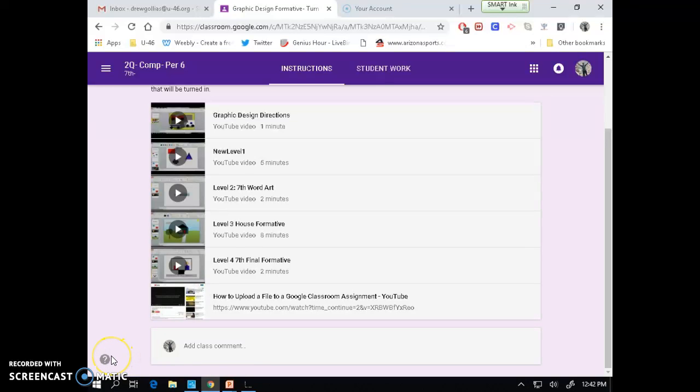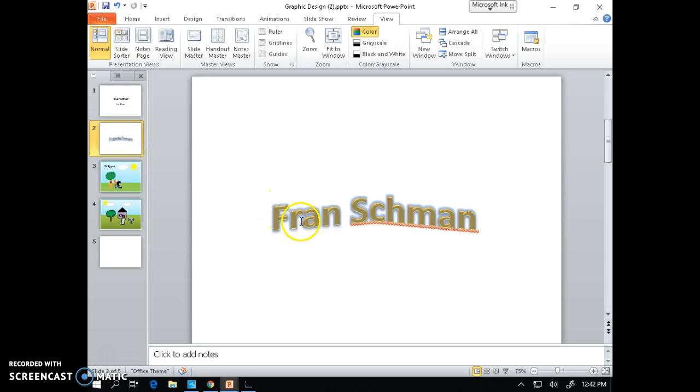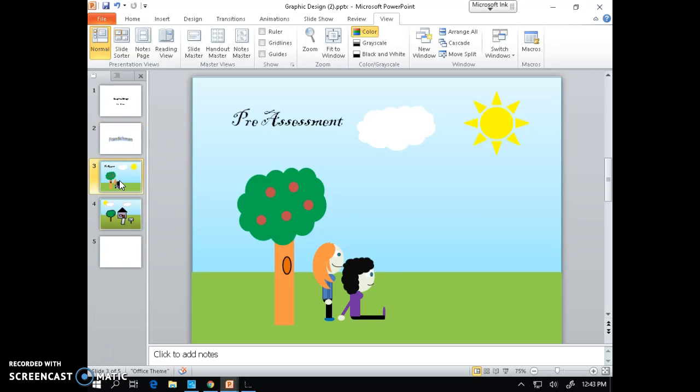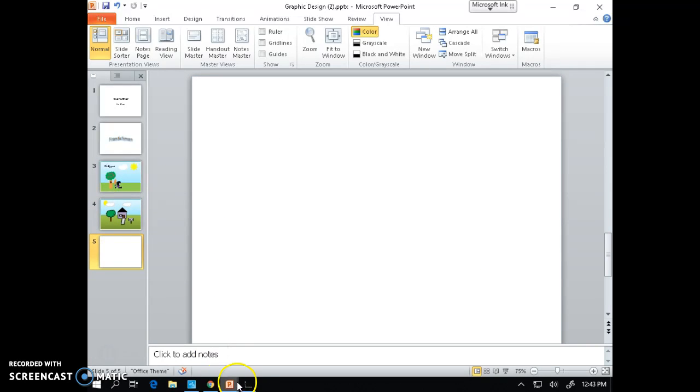Hello, this is Mr. Golias, and we are now ready for the Level 4 formative. This means you should have your title page, you should have your word art, your pre-assessment. This student did so well, they skipped the Level 1 and went into Level 3. Here's her home, so she would now be ready for the next challenge.